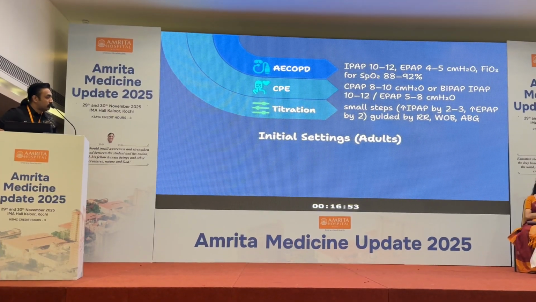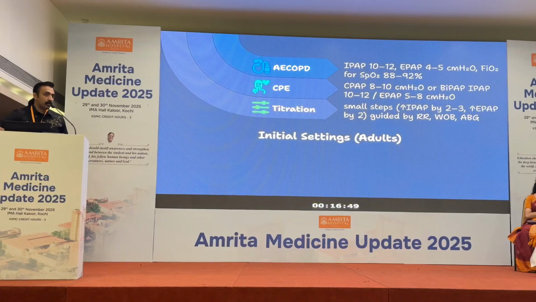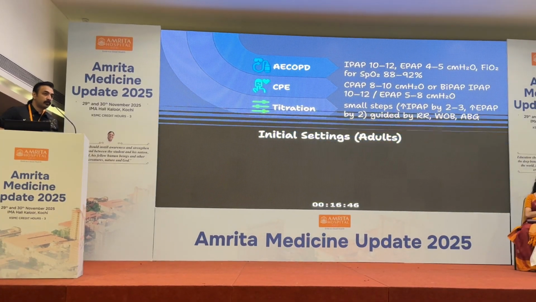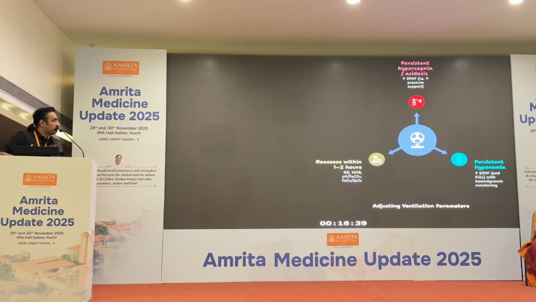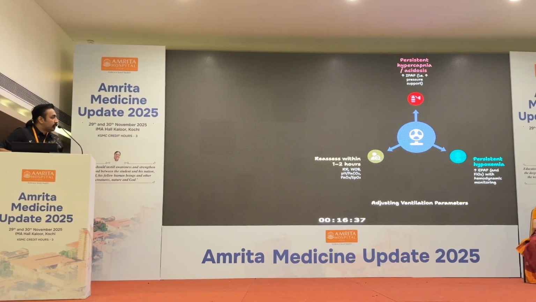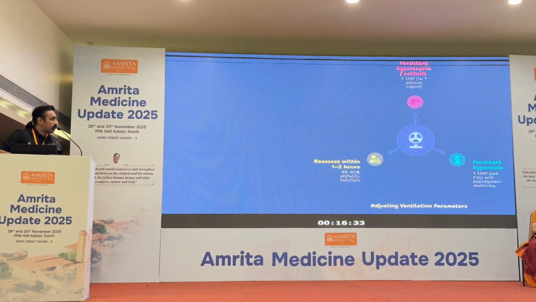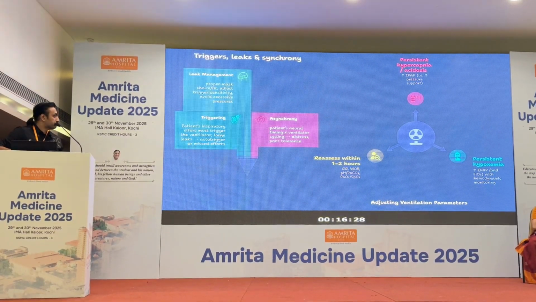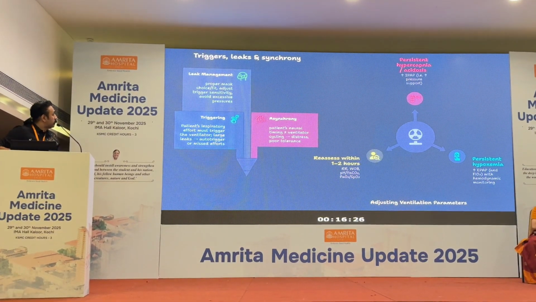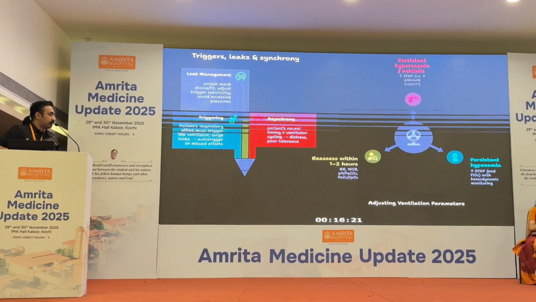Titration, always go by small steps. Increase the IPAP by 2 to 3 and EPAP by 2, and look for, as I told before, respiratory rate and work of breathing. Again, what happens if there is persistent hypercapnia or acidosis? You go on increasing your IPAP first. When there is a persistent hypoxemia, the tool to go by will be the EPAP, and always, this is the most important thing, always reassess the patient on NIV, right? Also watch out for leak, the triggering from the patient, and also asynchrony.